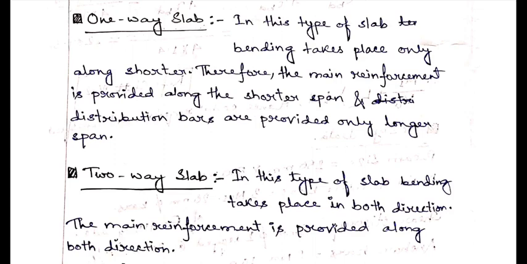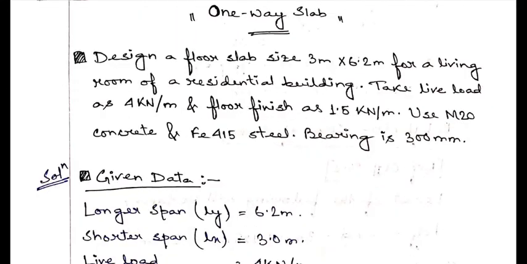Other than that, in case of two-way slab, we have to provide corner reinforcement in the four corners of that slab to resist torsional moment. That will be discussed when we design two-way slab. But in this lecture, we will discuss one-way slab because in this lecture we will design a one-way slab. So let's start the design. This is the problem which you can see on your screen.